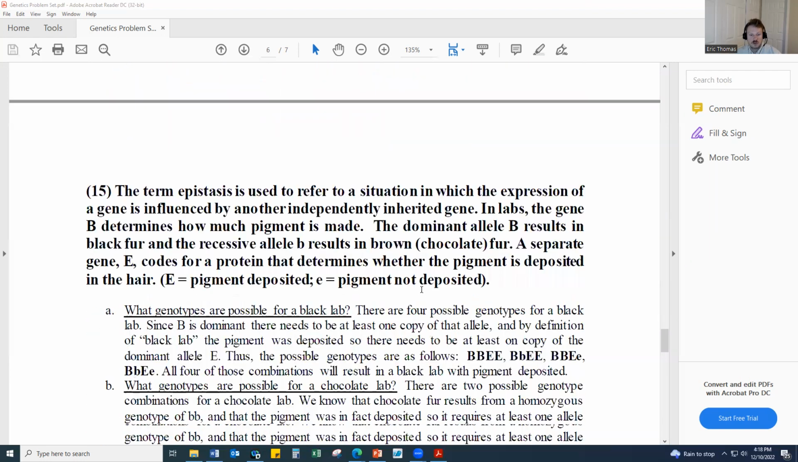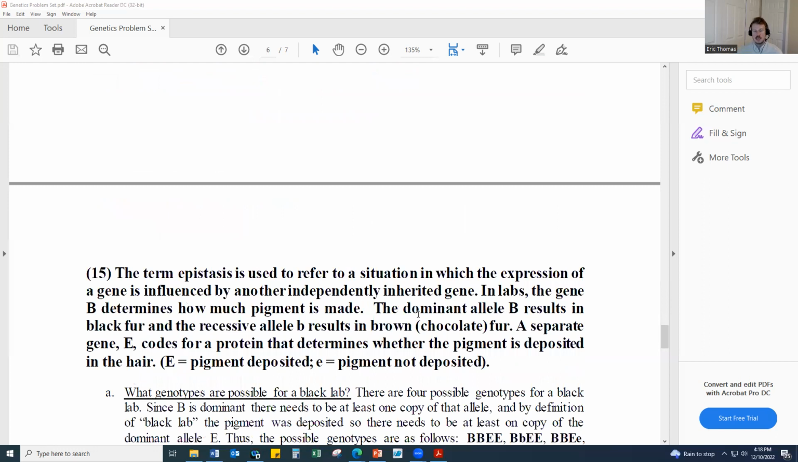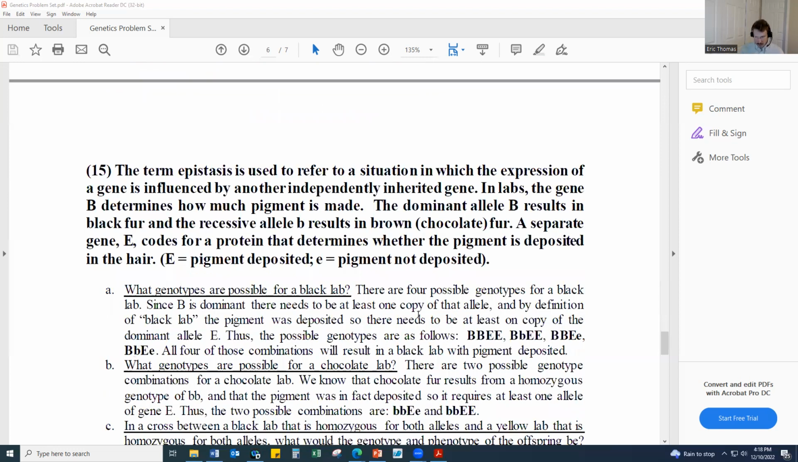So again, the big strategies that you're going to want to utilize when doing this is what's given in the question, write it out, run trial Punnett squares, and ensure that everything fits together logically.